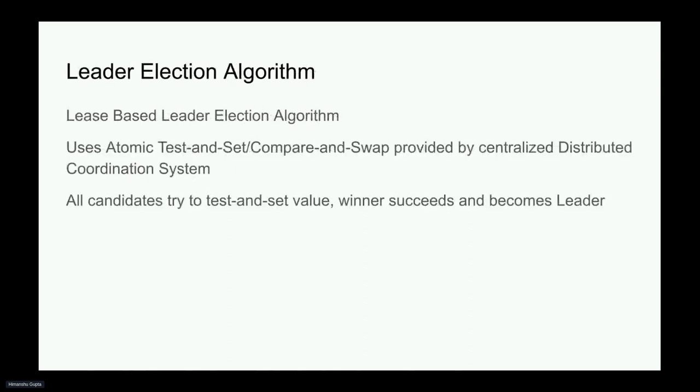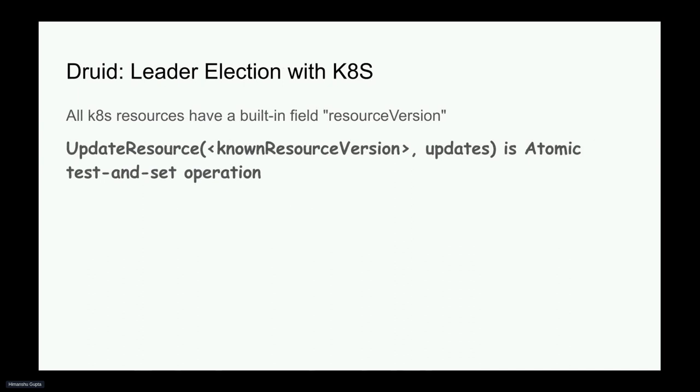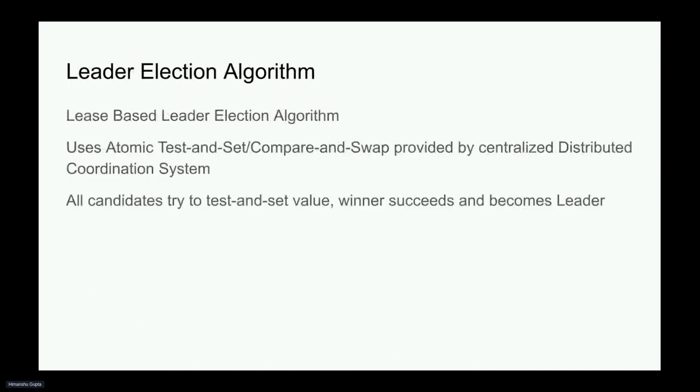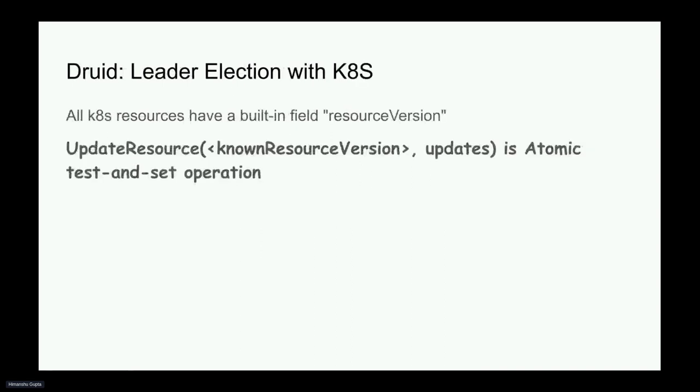So in Druid land, to be able to do leader election with Kubernetes, in the end, we need at least support for this test and set operation from Kubernetes. Conveniently, all the Kubernetes resources, for example, the pod definition, have a notion of a resource version every time any update is made to them. And Kubernetes APIs offer this concept where you can say update resource and specify a previous resource version. So Kubernetes will consider this like a test and set operation, and this will only succeed if the resource version on the server in Kubernetes matches for this resource. That's basically used by the leader election implementation based on Kubernetes.